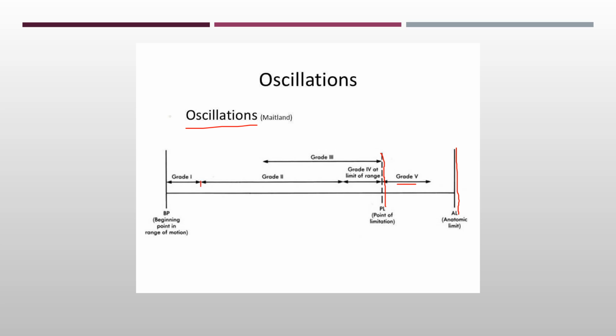But our grade 1, again, small oscillation, you can see that represented here. It's very far away from the point of limitation or tissue resistance. Grade 2 is a large oscillation. It's still not getting up to that point of limitation, but it's deeper than a grade 1 is. Grade 3 is also a large oscillation, and we're getting to that point of tissue resistance or that point of limitation. And a grade 4, at the limit of range of motion, but a small oscillation.